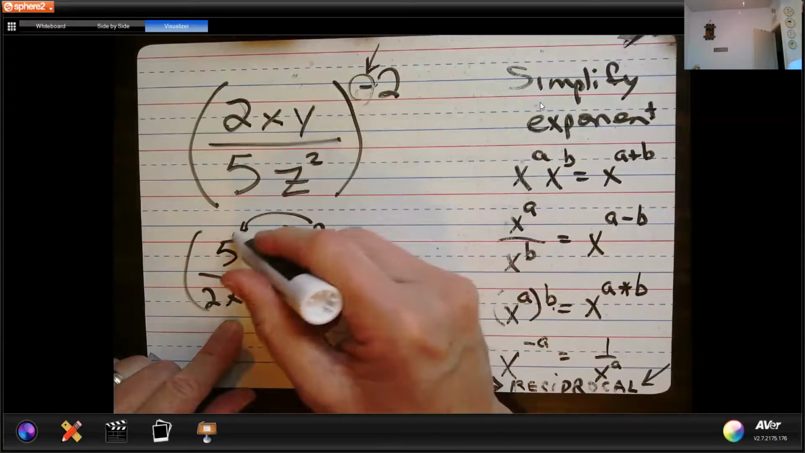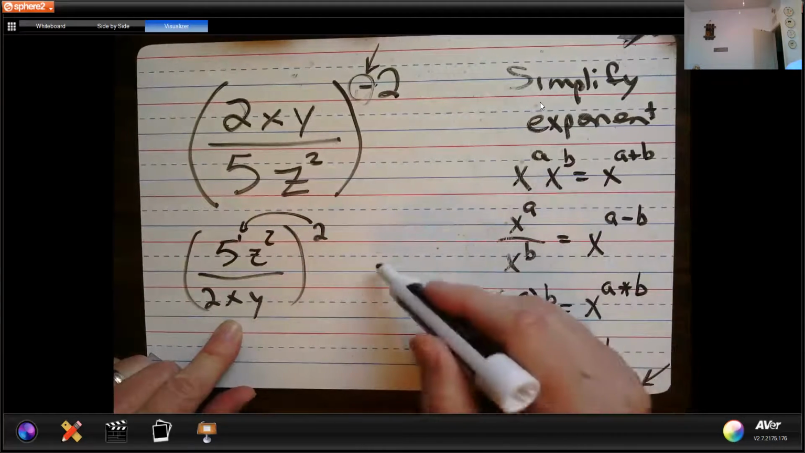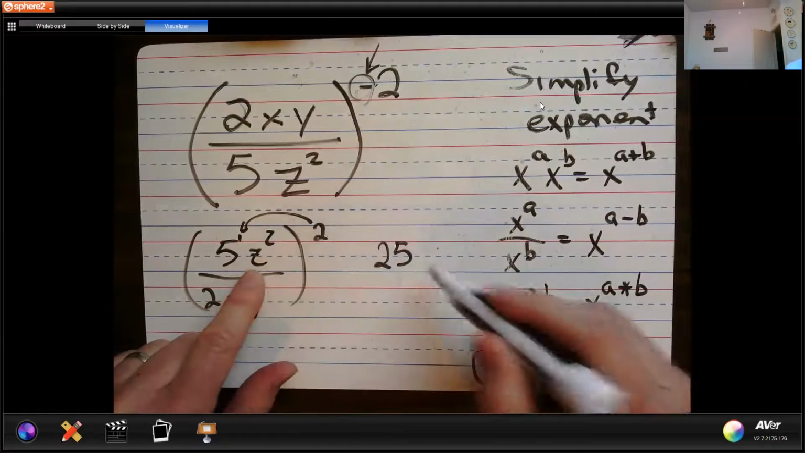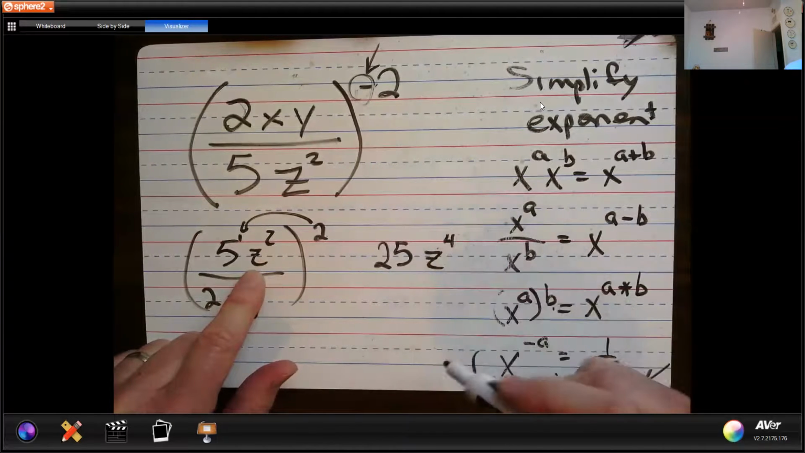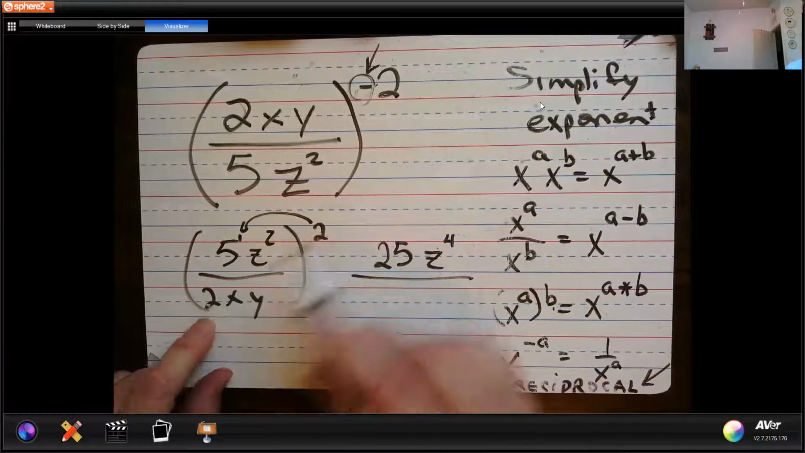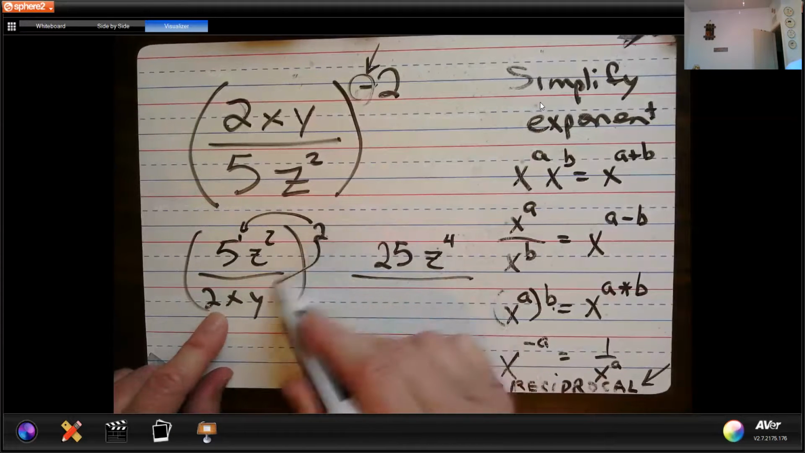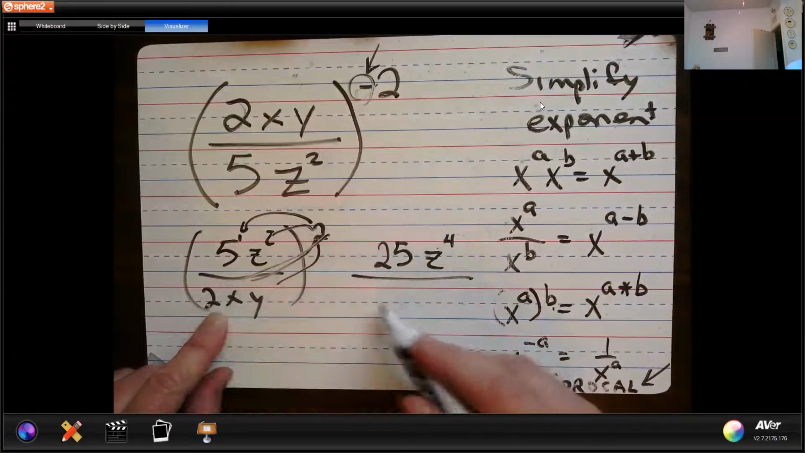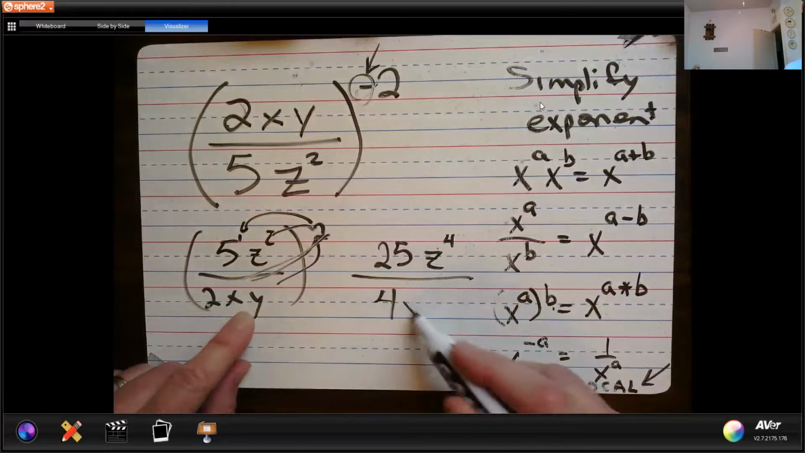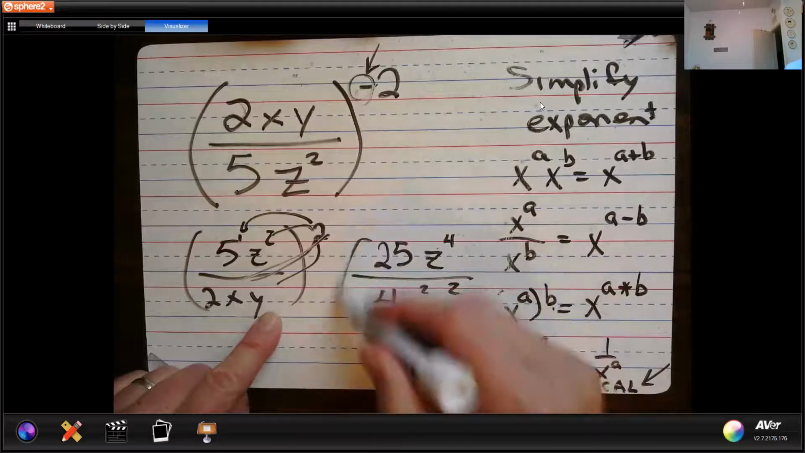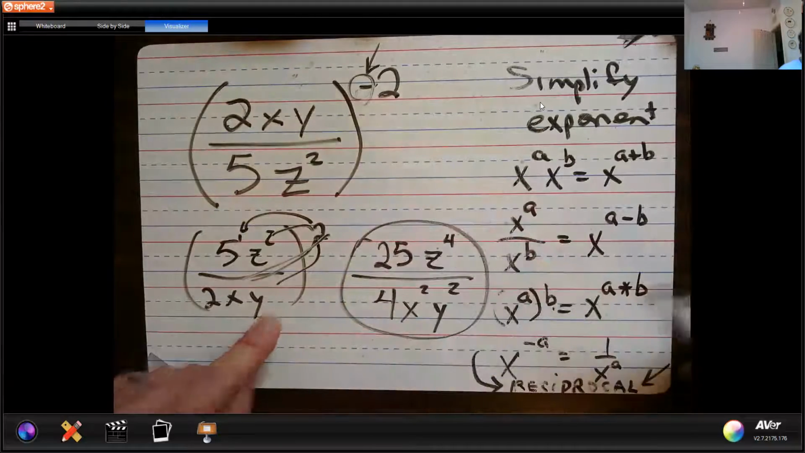So 5 to the second power, that's 25. z squared times 2 would be z to the 4. 2 to the second power. Remember, you have to distribute this 2 to everything, right? So 2 to the second power is 4. x to the second power, y to the second power. That's the answer.